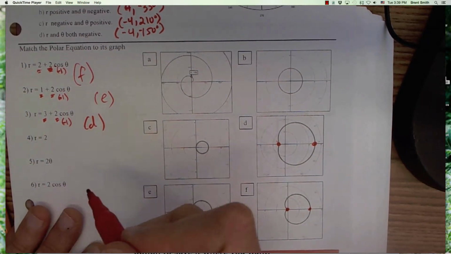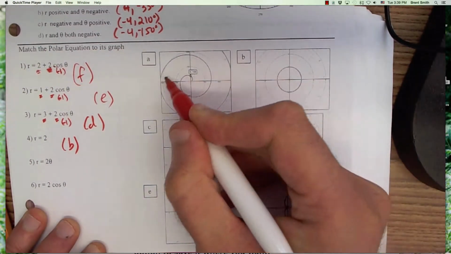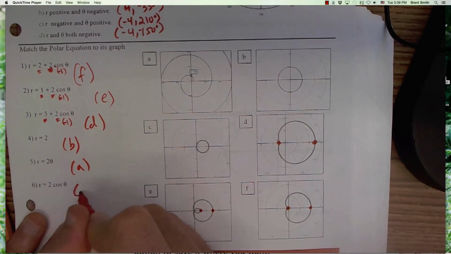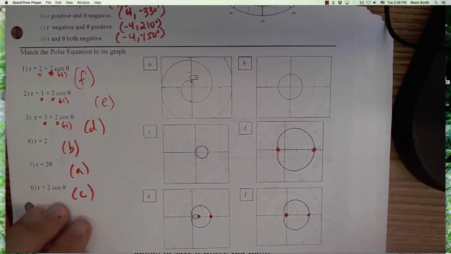Okay, and the rest of these, r equals 2 is our circle, that's B. R equals 2 theta, that's our spiral, that's A. 2 cosine theta, that is C. So that's our review. Let's go to the next page.